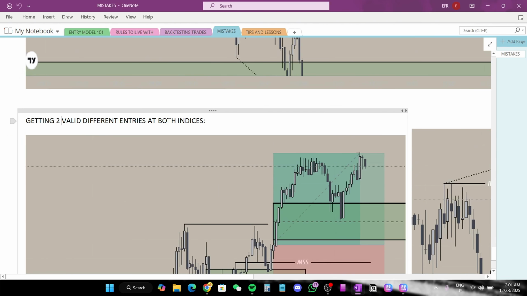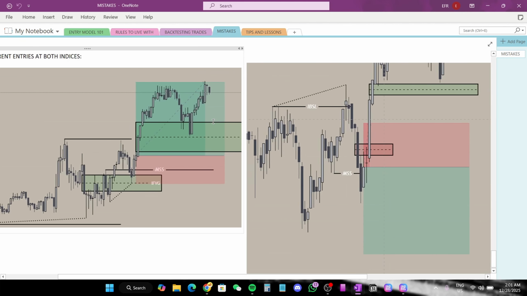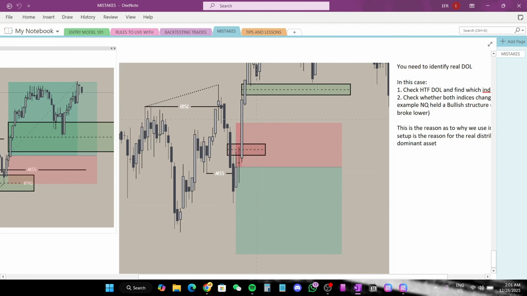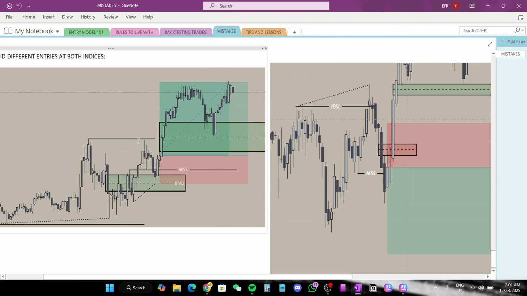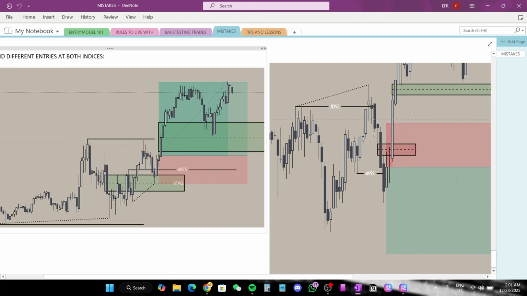So if you get two valid entries, but they are on different draws on liquidity. Let me show you. So let's say this is NQ and let's say this is ES, right? On the right is ES and NQ is on the left. We can clearly see that NQ pushes higher, same as ES, but ES sweeps this internal buy side, which is this, puts in an SMT, which is this, right? And then what does it do? It displaces lower, inversing this fair value gap, putting in a market structure shift, and then pulling back to the fair value gap before the market structure shift.